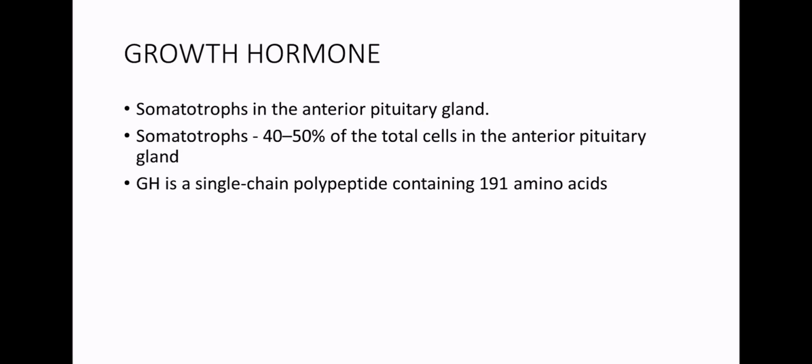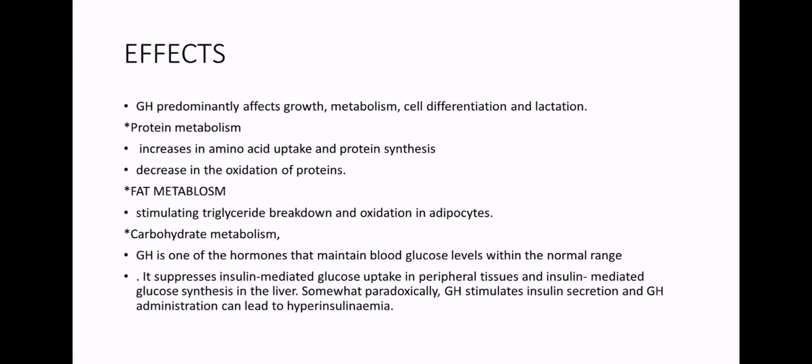So what does growth hormone do? It affects predominantly growth, metabolism, cell differentiation, and lactation. Now, its effects on protein metabolism: it increases amino acid uptake and protein synthesis, and it decreases the oxidation of protein. In fat metabolism, it stimulates triglyceride breakdown and oxidation in the adipocytes. And in carbohydrate metabolism, it is one of the hormones that maintains blood glucose levels within the normal range.